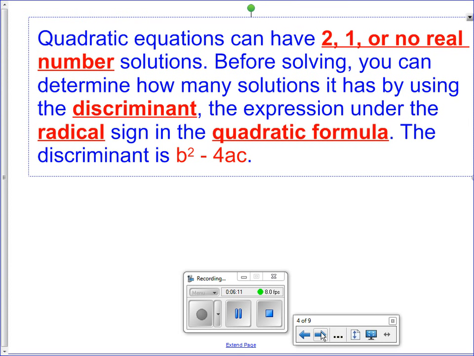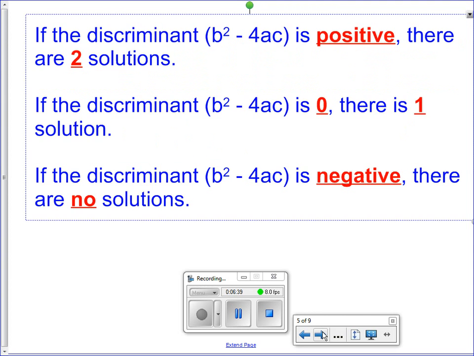Quadratic equations can have 2, 1, or no real number solutions. Before solving, you can determine how many solutions it has by using the discriminant, the expression which is under the radical sign in the quadratic formula. The discriminant is the part b squared minus 4ac. And when you look at that, you can determine the number of solutions.